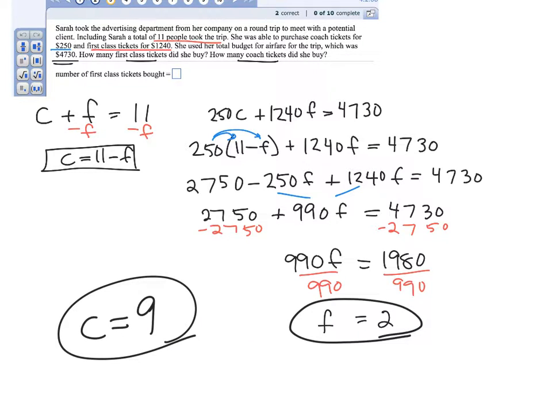So the big idea, first we had to write 2 equations. And the first equation was the fact that the coaches plus the firsts equals 11 people total. That's our first equation. And then the cost equation, that $250 per coach plus $1,240 per first class equals a total of $4,730. And once you get those 2 equations, the rest of it is just tons and tons of algebra.